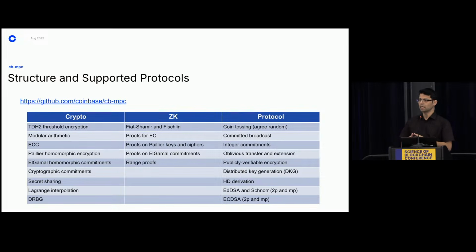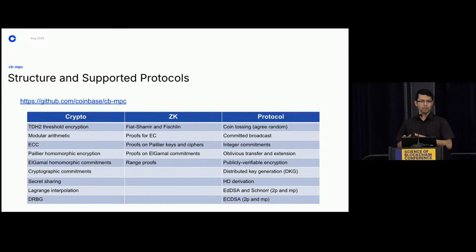On the second layer, we employ the first layer and build on top of that and offer zero-knowledge based functionality, including Fiat-Shamir and Fischlin transforms, various proofs on elliptic curves, including Diffie-Hellman and discrete log. We also have proofs on Paillier keys and ciphers and ElGamal commitments and range proofs on them.